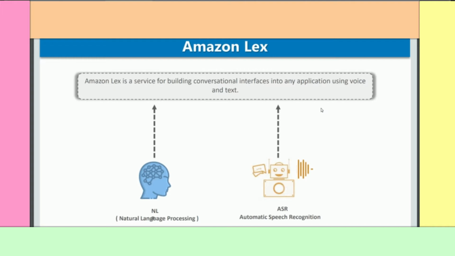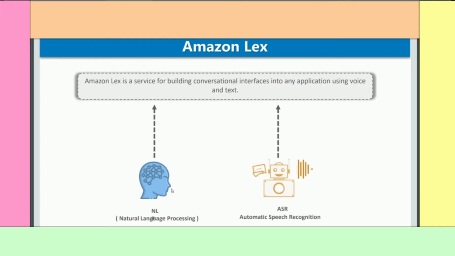There are multiple services available, and Lex is a service available inside the artificial intelligence category, where we can use Amazon Lex to build conversational interfaces that we can easily integrate into any application using voice and text. And when we say conversational interface, that means we have to build a system which can easily interpret what exactly is being given as the input to the system.